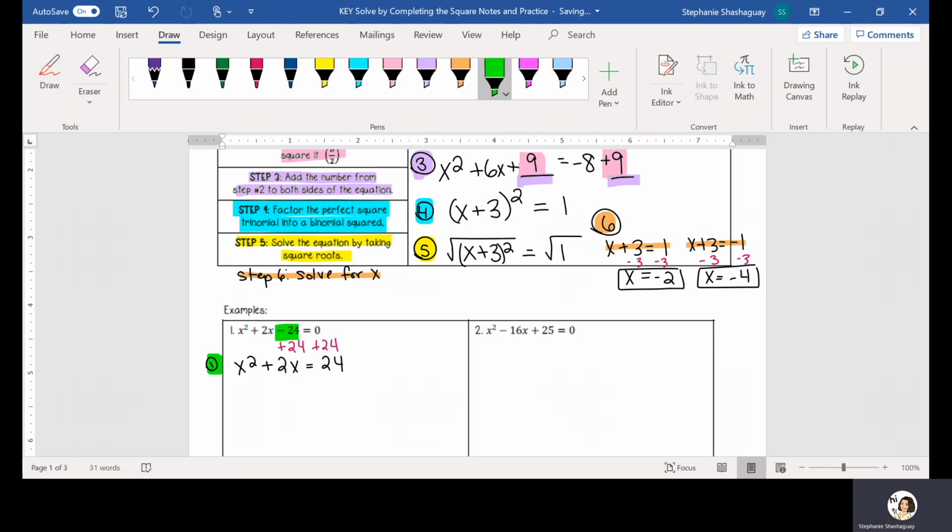Okay, step 2, I'm going to do off to the side. Step 2, we take our b term, which in this case is 2. We're going to divide it by 2, and we're going to square it. Well, 2 divided by 2 is 1, and 1 squared is equal to 1.